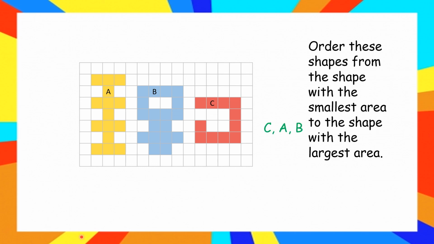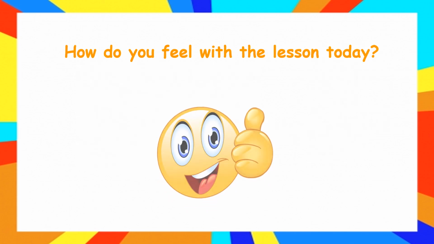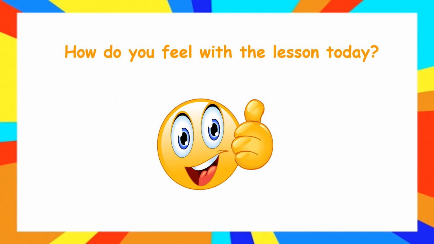Welcome back. Did you order it this way? C, A, B. If you did, well done. C has the smallest number of squares, followed by A and then B. So our answer is C, A, B. I'm sure you have been able to understand the lesson of today. First, we discovered what a rectilinear shape is. Then we discovered the meaning of the word area. Then we learned how to calculate the area of a shape using squares, using arrays, and then we compared the areas of shapes. I bet you are confident with today's lesson.